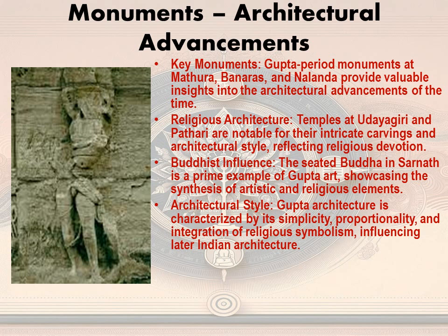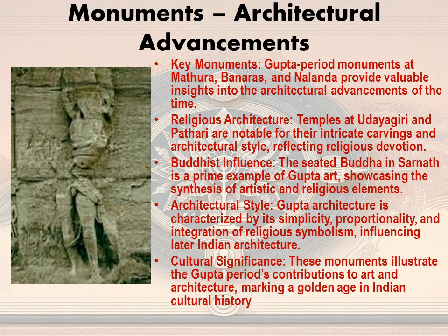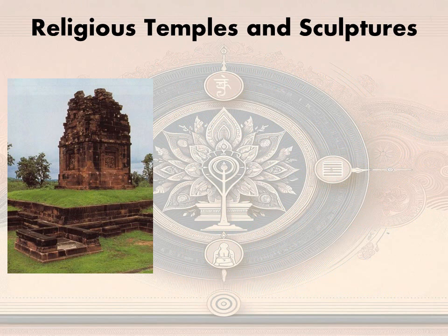and integration of religious symbolism, influencing later Indian architecture. So there was both simplicity and proportionality along with religious symbolism, and thus altogether it had a great influence on later Indian architecture. These monuments illustrate the Gupta period's contributions to art and architecture, marking a golden age in Indian cultural history. Religious temples and sculptures.